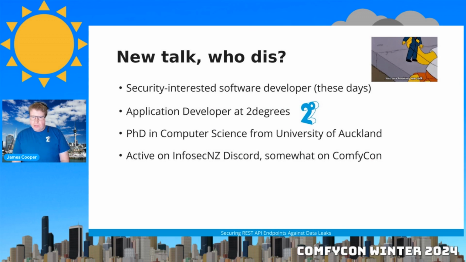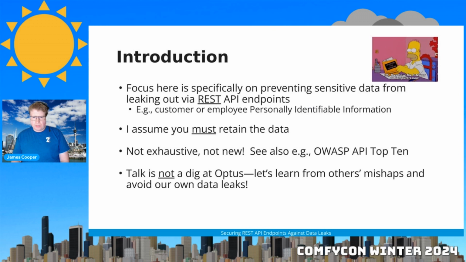I am a security interested software developer these days. I have had different roles in the past. I currently work as an application developer at 2 Degrees, which is a New Zealand-based telecom company. I wasn't actually working there at the time that the Optus thing happened, but I am now, coincidentally. I have a PhD in computer science and some other degrees from the University of Auckland. I'm fairly active on the InfoSec Discord, and I'm in the ComfyCon Discord. That's probably it for today.